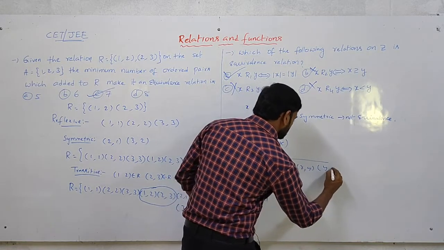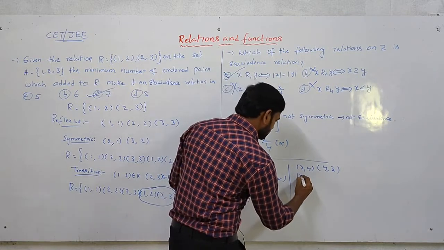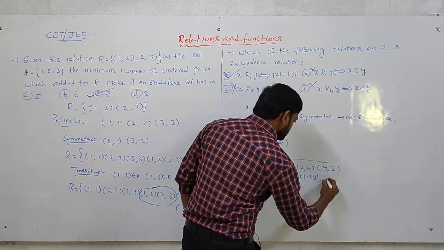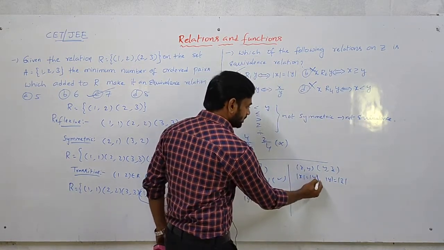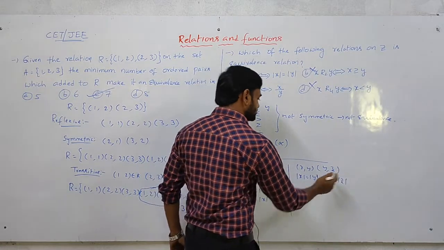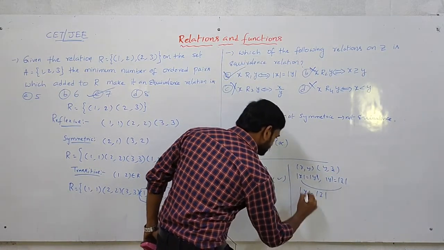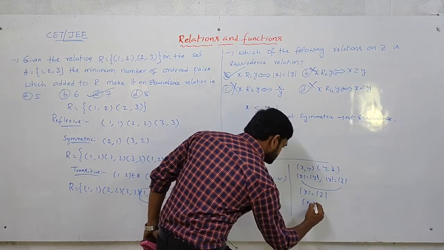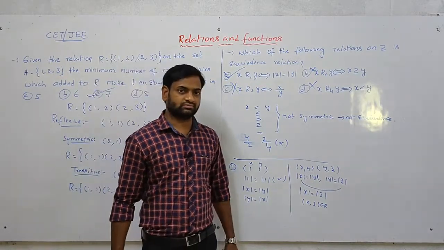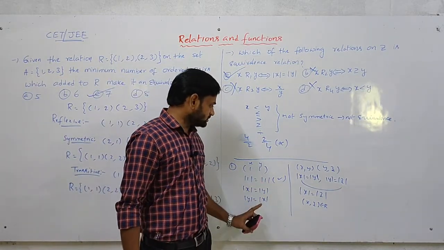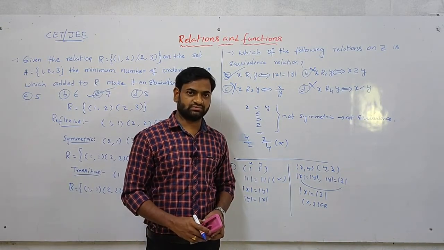X comma y, y comma z. Two ordered pairs are taken. X comma y means mod of x equal to mod of y. Y comma z means mod of y equal to mod of z. So mod of x equal to mod of y, mod of y equal to mod of z. Find what you can write. Mod of x equal to mod of z. So when mod of x equal to mod of z, x comma z belongs to R. It is transitive. So it is reflexive, symmetric, and transitive. So it is an equivalence relation.